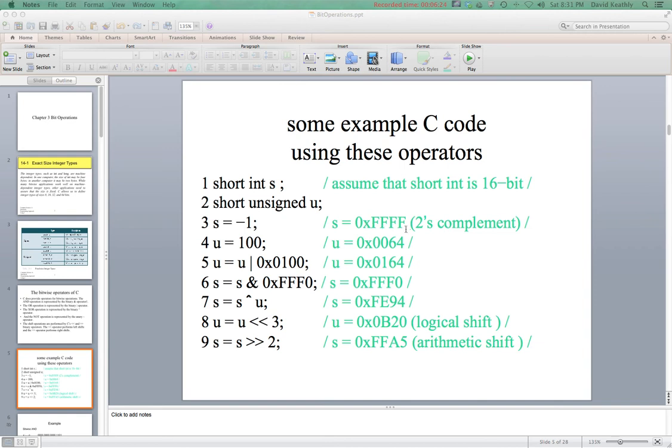So that's what this FFFF is out here. Of course, these are hexadecimal numbers, and F is a 1111. It's a value of 15. Okay, then we're setting U equal to 100, and that's what its hexadecimal value would be, 0064. And then we're ORing it with 0x0110. Okay, so now remember, in hex, each of these 4 digits represents 4 bits.